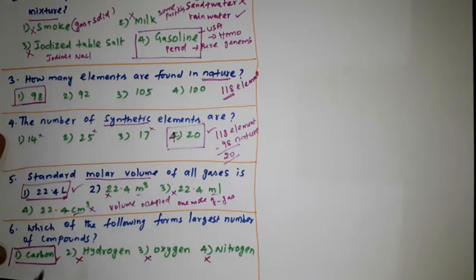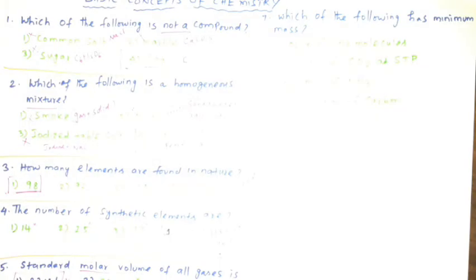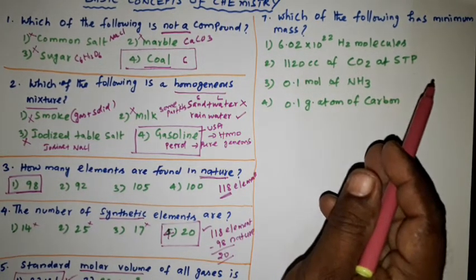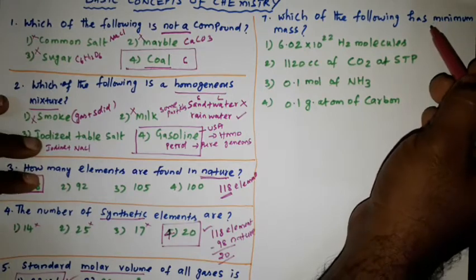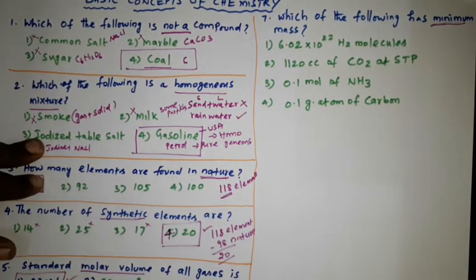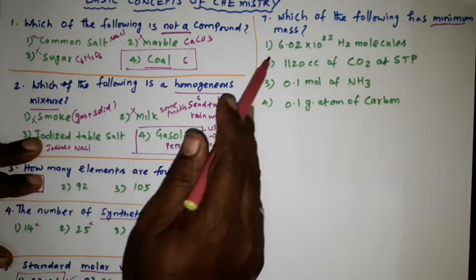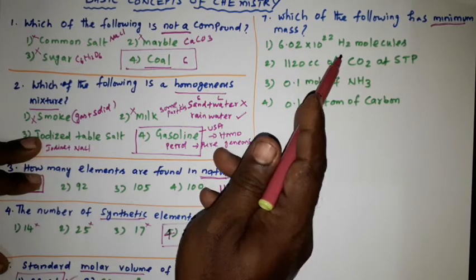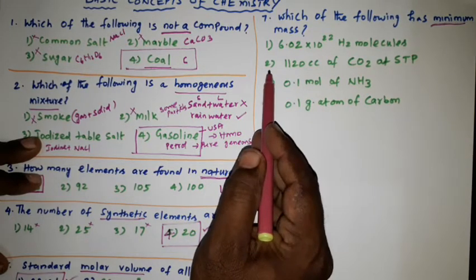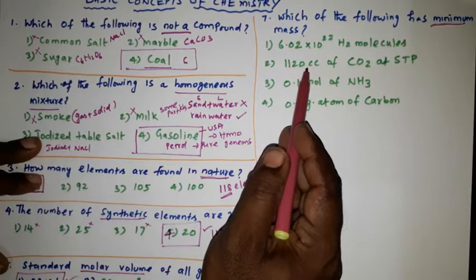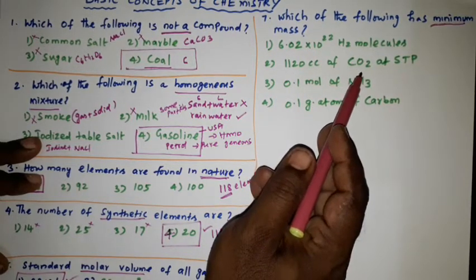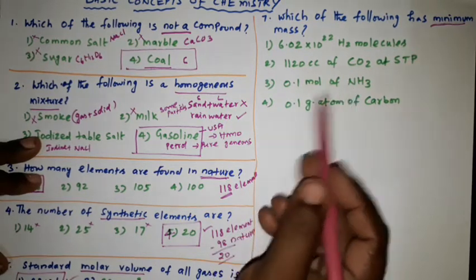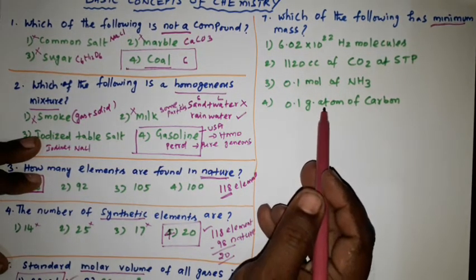Okay, students. Question number 7. Which of the following has minimum mass? The mass will be minimum, so lowest mass. Option 1, 6.02 into 10 power 22 hydrogen molecules, H2 molecules. Option 2, 1120 cc of CO2 at STP. Option 3, 0.1 mole of NH3. Option 4, 0.1 gram atom of carbon.